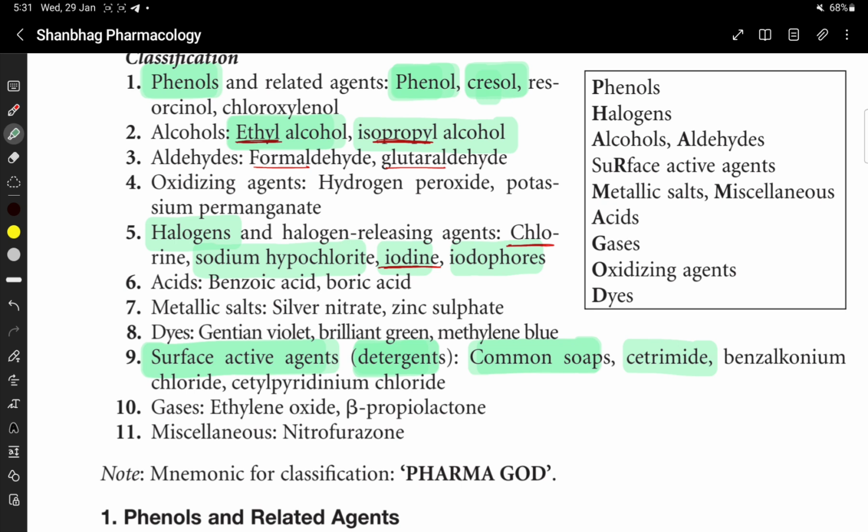M for metallic salts like silver nitrate and zinc sulfate. Miscellaneous includes nitrofurazone. Acids like benzoic acid and boric acid. Pharma over. G for gases like ethylene oxide and beta propiolactone. O for oxidizing agents like hydrogen peroxide and potassium permanganate. D for dyes like gentian violet, brilliant green, and methylene blue.